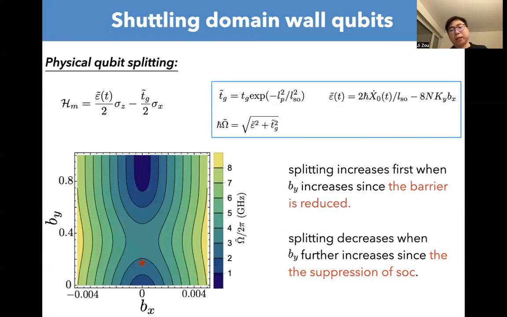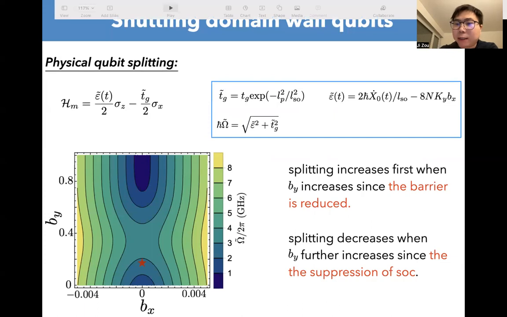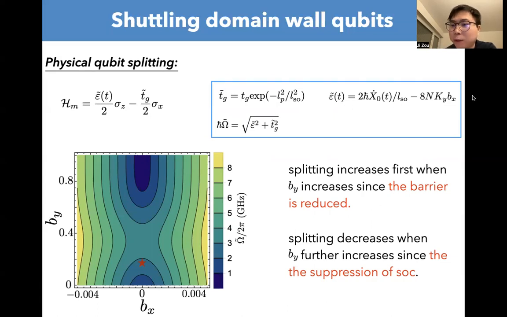Okay, so with this Hamiltonian, we can write down the physical qubit splitting, which is basically given by the square root of epsilon square plus the tunneling Tj square. And by the way, here we have restored this Bx. This just shifts the detuning a little bit.